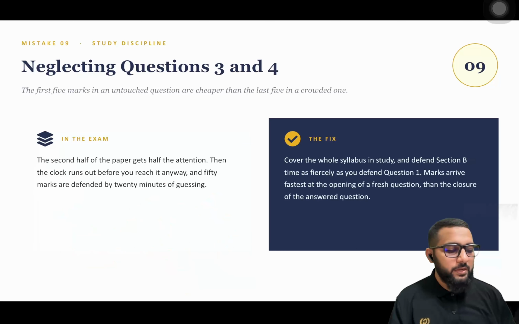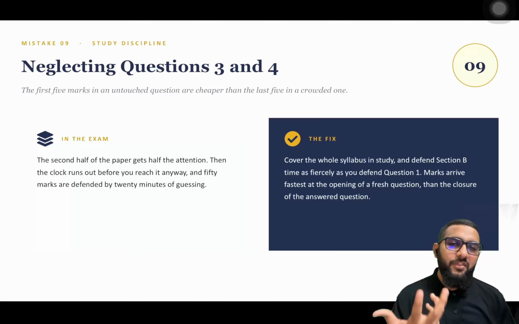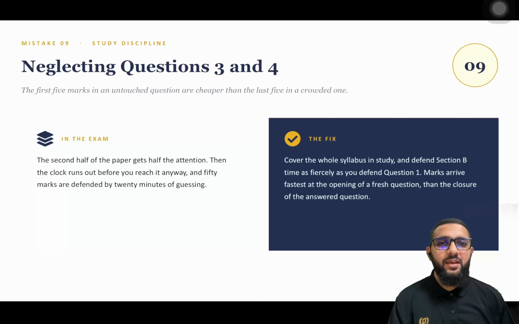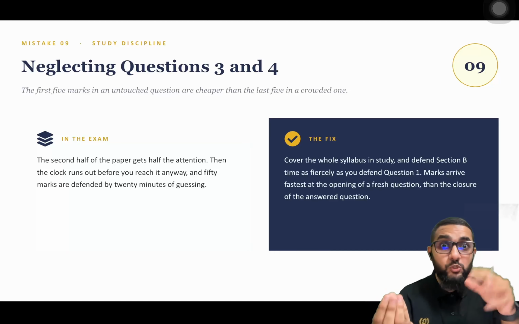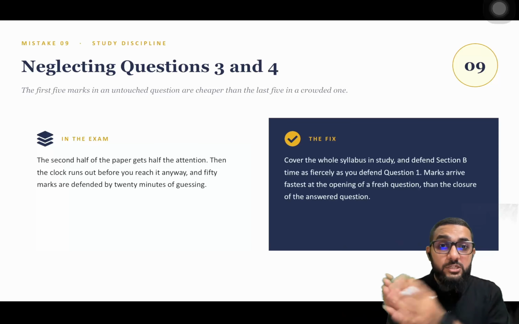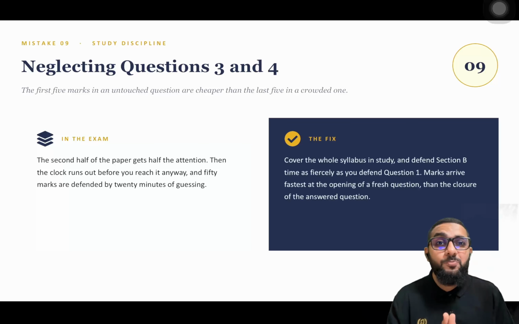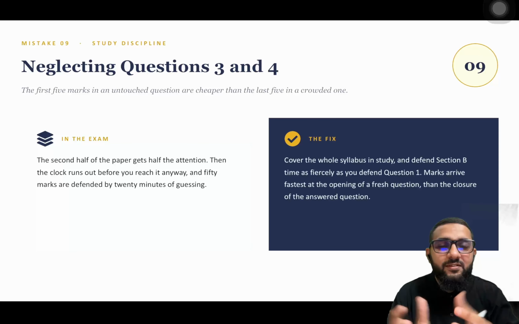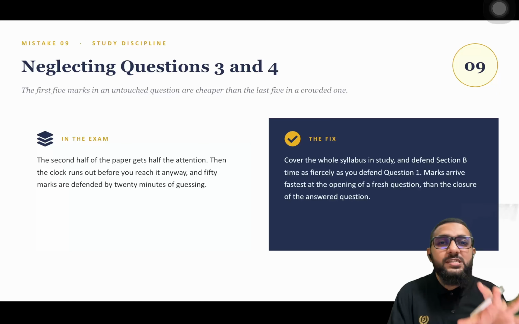Okay, right. Then mistake number 9, where the students neglect questions 3 and 4. Now, this is where you need to understand when you overspend time on question 1 and question 2, because question 1 is going to be from the consolidation pack, question 2 is going to be from the ethical pack. You would try to overspend your time there, and you would spend less time on question 3 and 4.